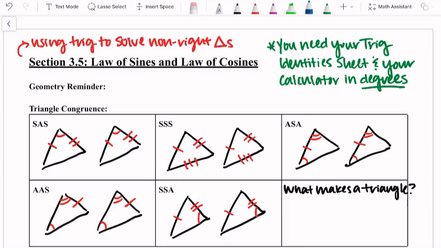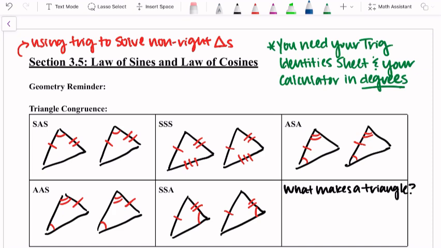Hey everyone, in this video we're going to talk about section 3.5, which is about law of sines and law of cosines. You will need your trig identity sheet out as well as your calculator in degree mode. So, law of sines and law of cosines are going to be how we use trig to solve non-right triangles. So far, all of the trig that you know how to do always had the requirement that you had a right triangle. So with these laws, we're going to be able to solve other types of triangles.